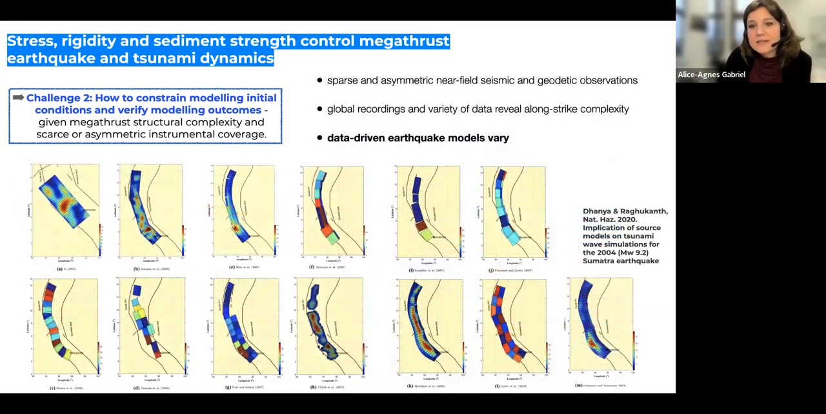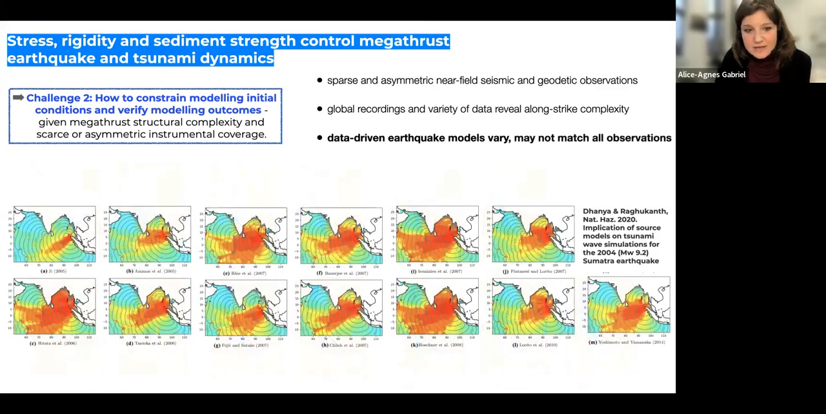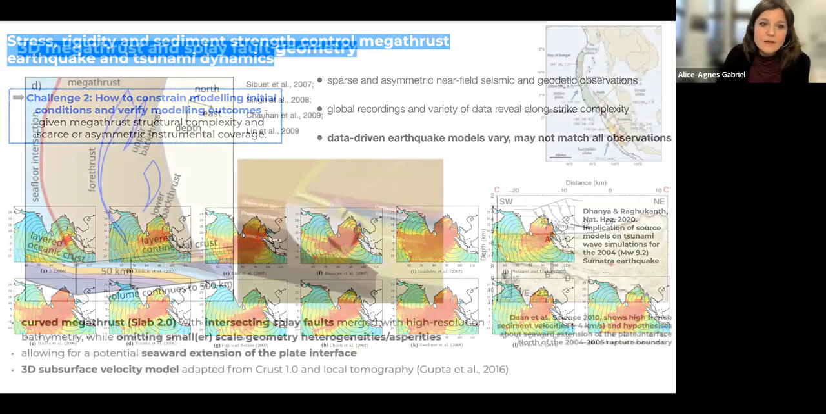This is just a recent summary of data-driven earthquake models. This is a paper from tsunami modelers, and they've been just plotting different kinematic or other data-driven source descriptions of the 2004 event. You can see quite a large variation. And if those models are then used to model tsunamis, we also see a large variation in the tsunami, even though tsunamis do act as a low pass filter in terms of smaller scale complexity. So data-driven earthquake models vary, and they may not match all observations at the same time equally well.